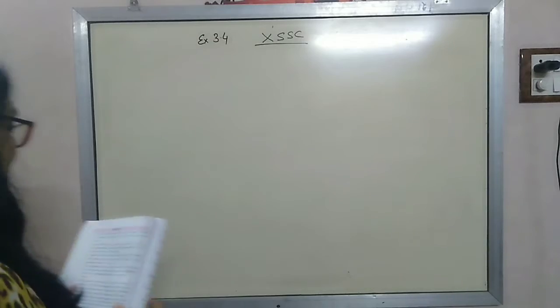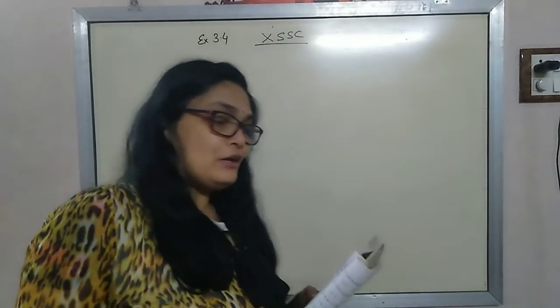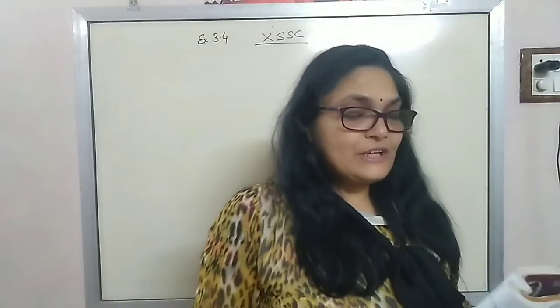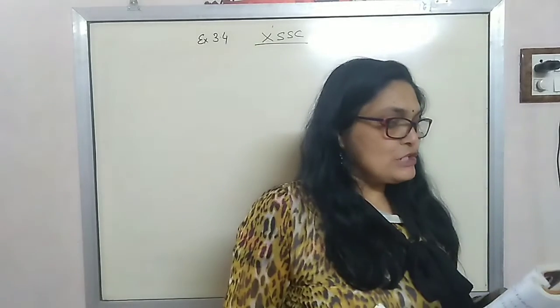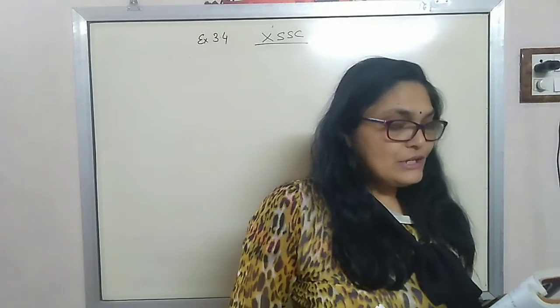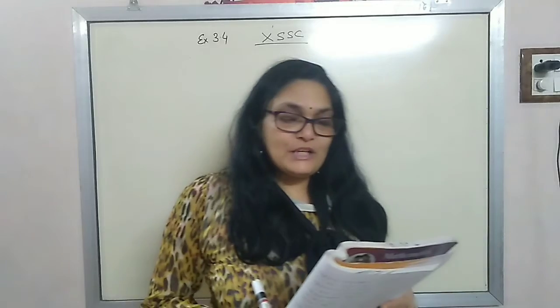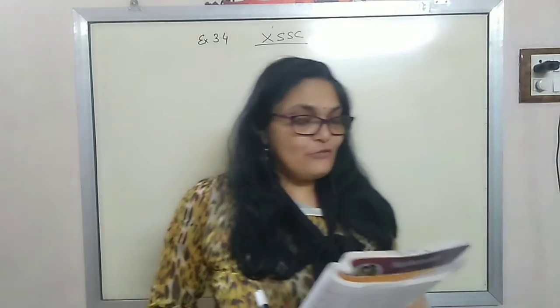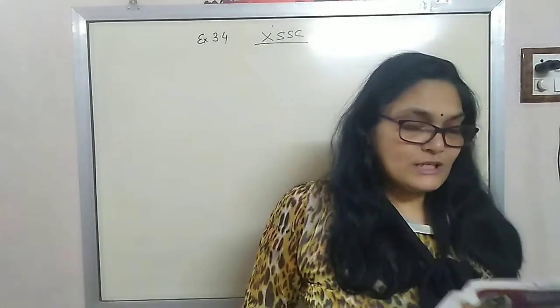A man borrows rupees 8,000 and agrees to pay with a total interest of rupees 1360 in 12 monthly installments, each installment being less than the preceding one by rupees 40. Find the amount of the first and last installment.